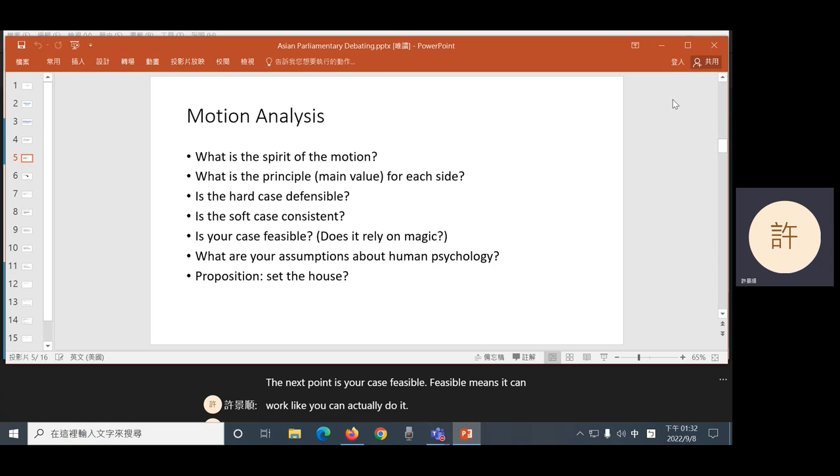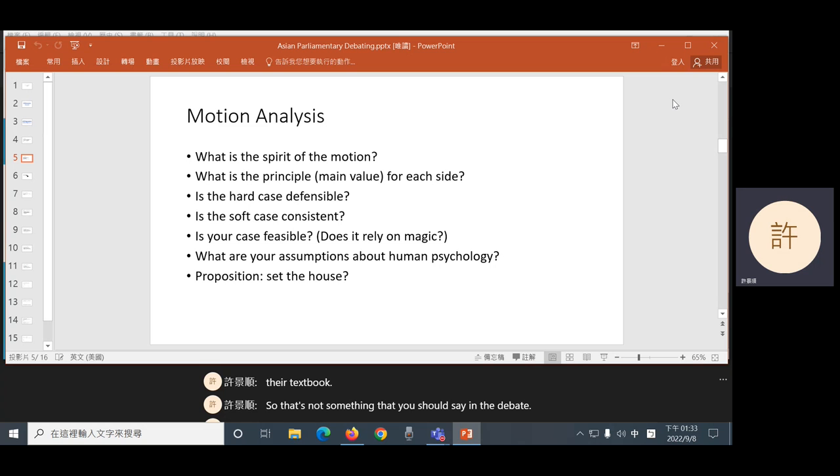If the motion is this house would abolish homework, if your idea is we will prevent every single teacher from giving any kind of assignment or homework, we will prevent all students from looking at their textbooks outside of class, that's not feasible. You can't actually do that. There's no physical way that you can track each student outside of the classroom to make sure they're not looking at their textbook. So that's not something that you should say in the debate.